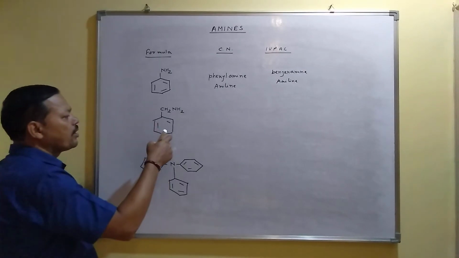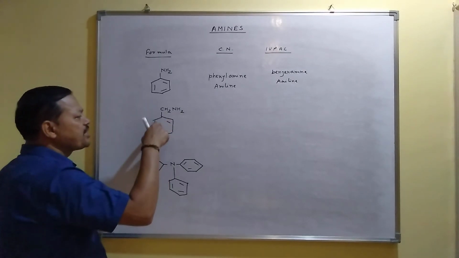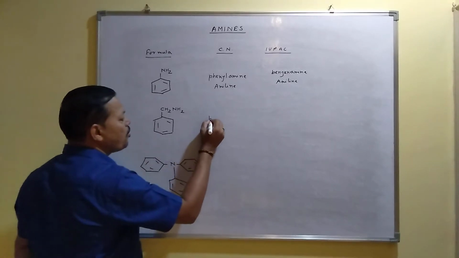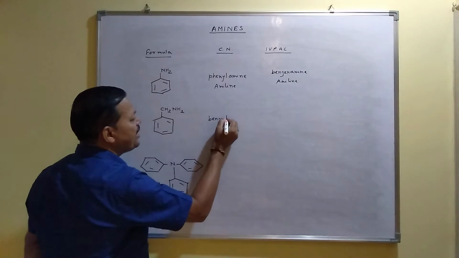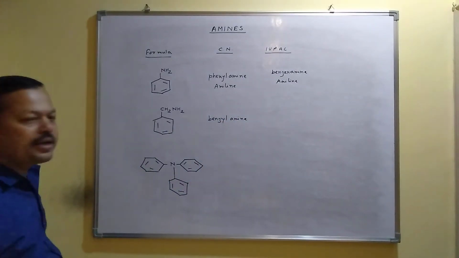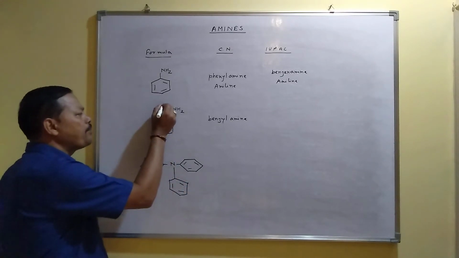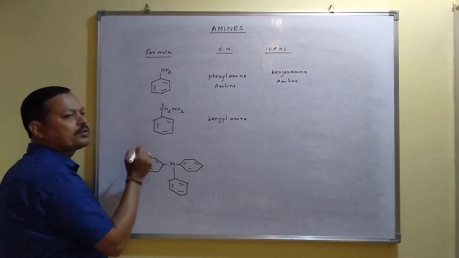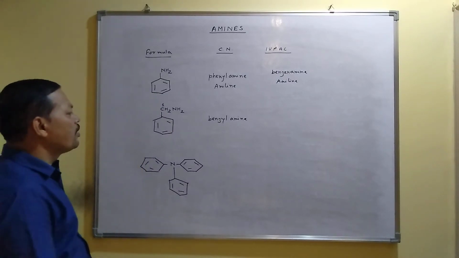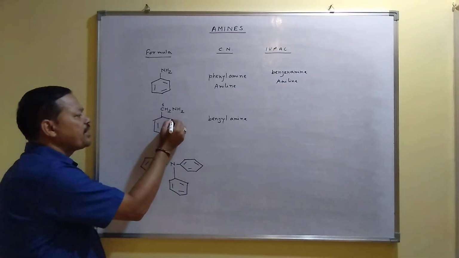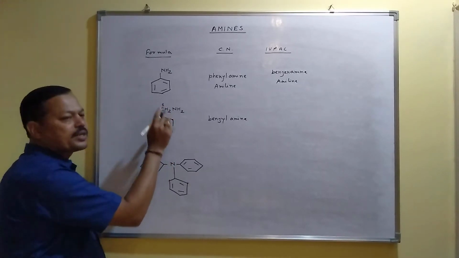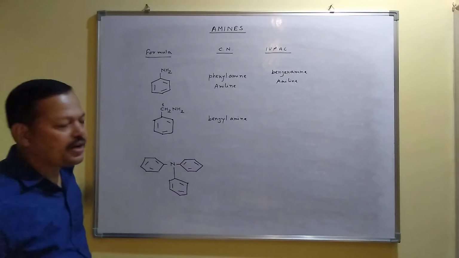Now, when benzene contains a CH2 group, that group is called a benzyl group, and that's why it is called benzylamine. When you write the IUPAC name, numbering should start here at carbon 1, because NH2 is joined with this carbon. You have to number that carbon. Don't number the ring carbon, because you number in the open chain, you cannot do the numbering in the ring carbon.